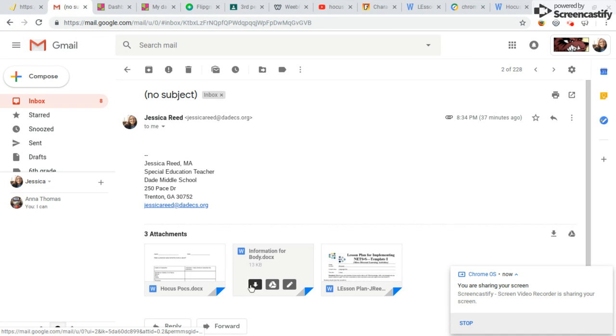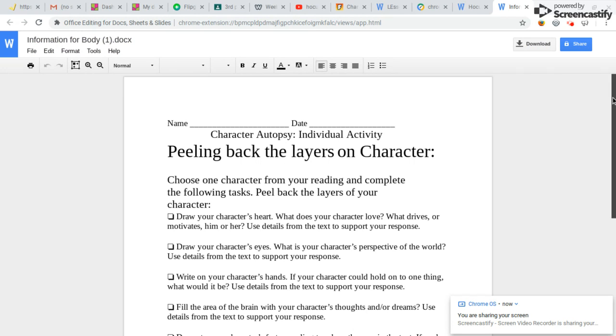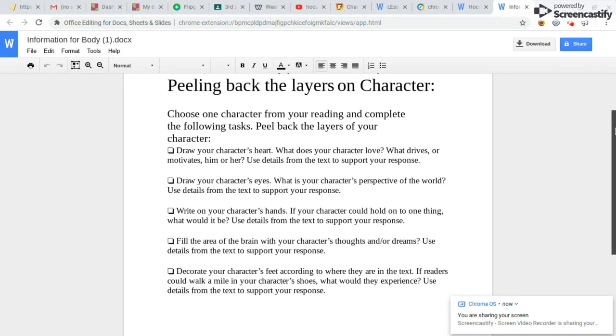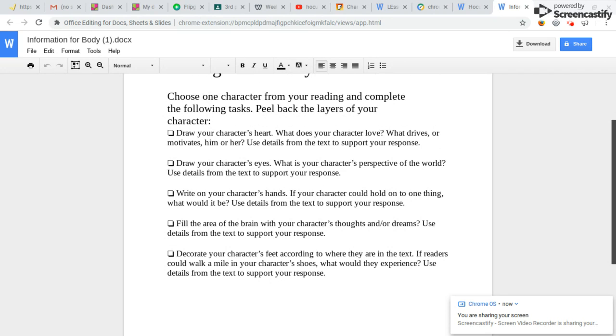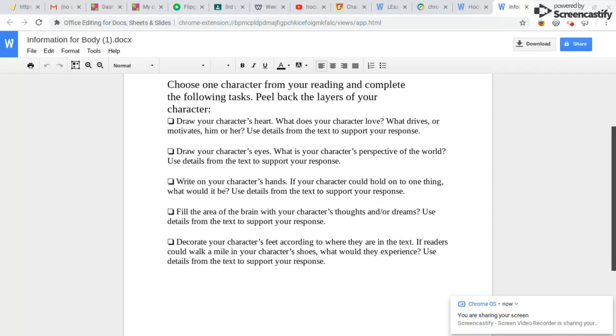This was our information for their body. This was the different things that they were specifically looking for. They were peeling back the layers. They had to draw the character chart. What does the character love? What drives or motivates him or her? It was really neat to see some of Winnie. When they talked about Winnie Sanderson, we did one together as a class. I had several classes doing this activity, but this particular one, we did Winnie as a class.